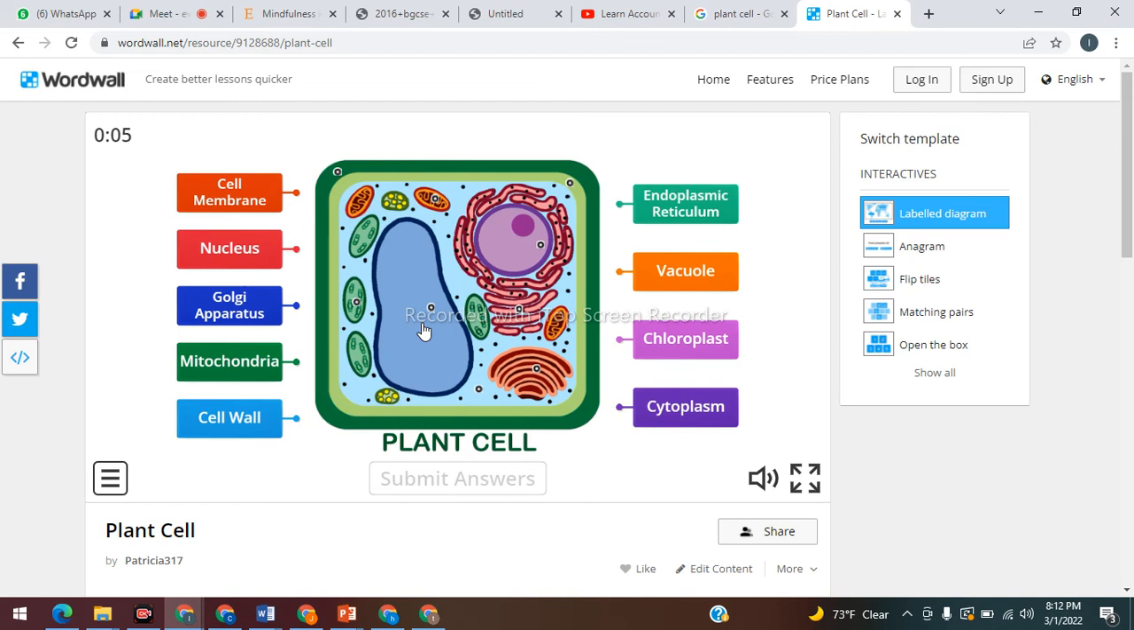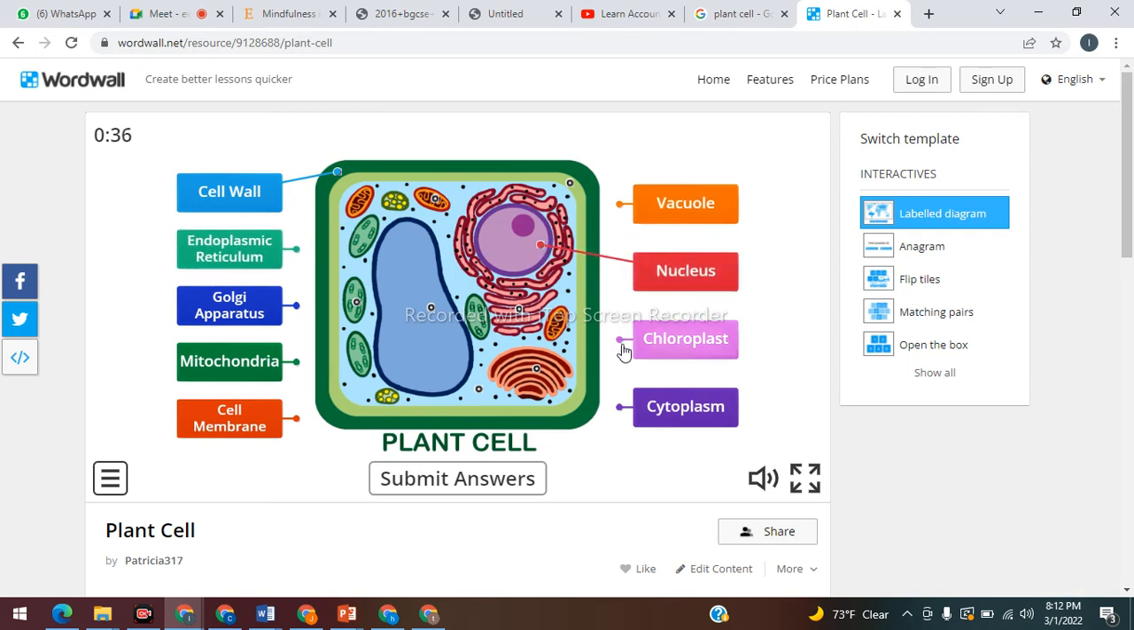Where should we have the cell wall? Which one? The green thing on the outside. Outside. So this one, right? Yes, sir. All right, so we got that. Where should we have the nucleus? The big purple thing. This? The purple thing. What is this one? Purple. That's the vacuole. So it's supposed to be here. Okay.